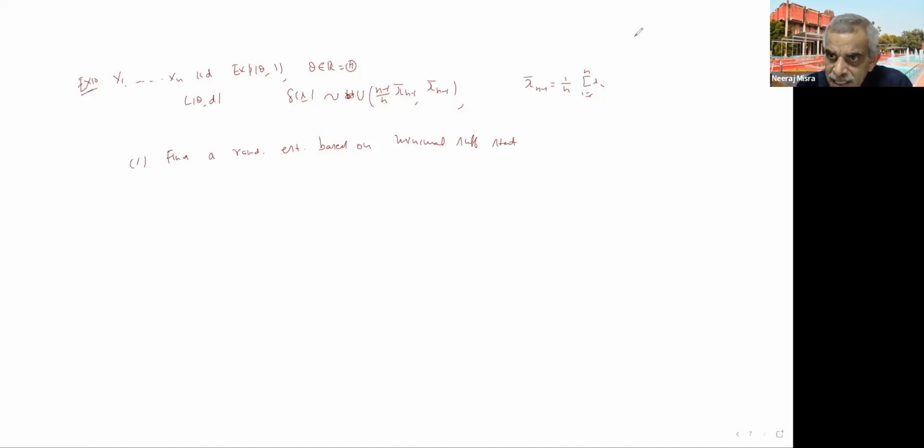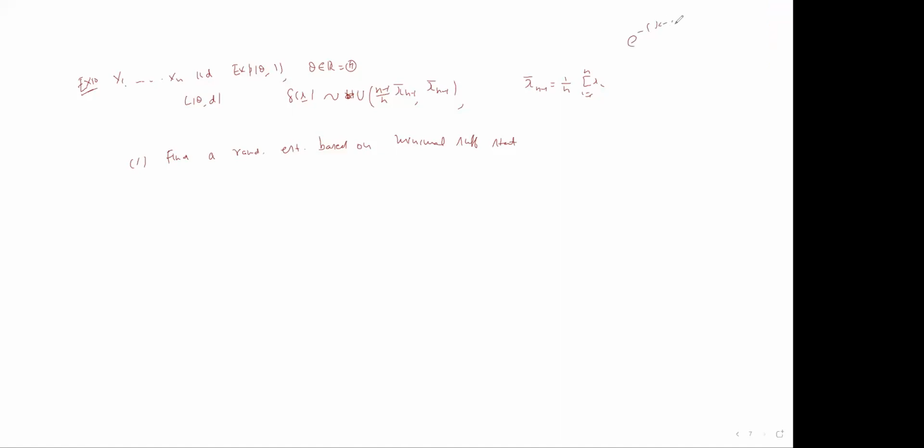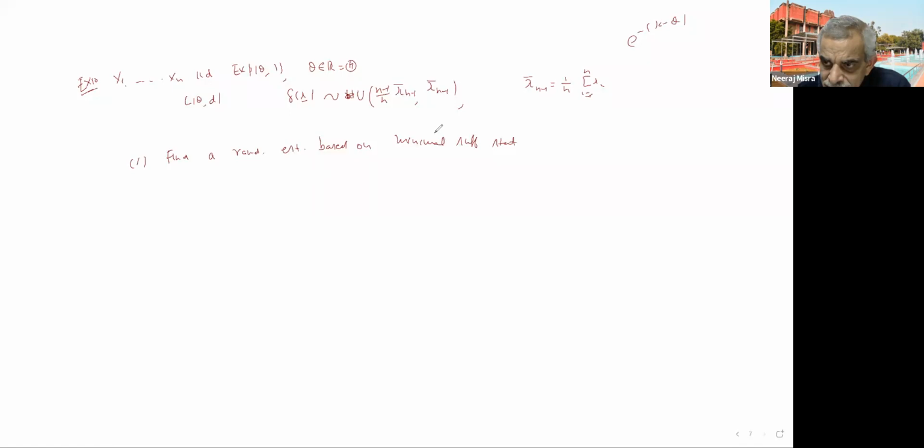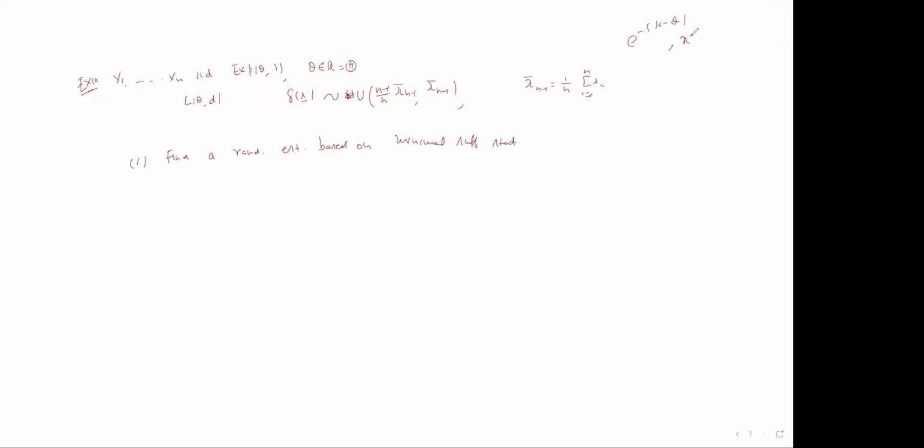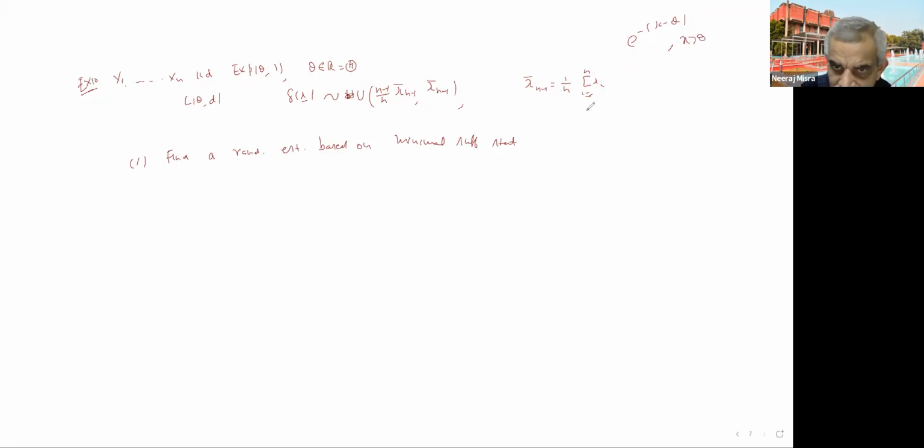The density is e to the power minus (x minus theta). So what is the minimal sufficient statistic in this case? Sir, x bar. Not x bar, minimum, right? X1. Right, minimal sufficient statistic. So find a randomized estimator based on the minimal sufficient statistic X1 having the same risk as delta.